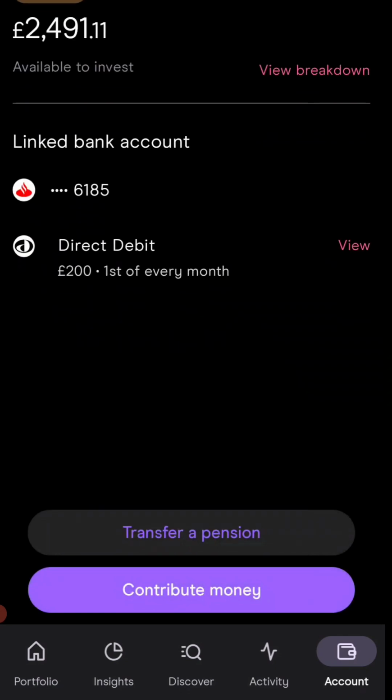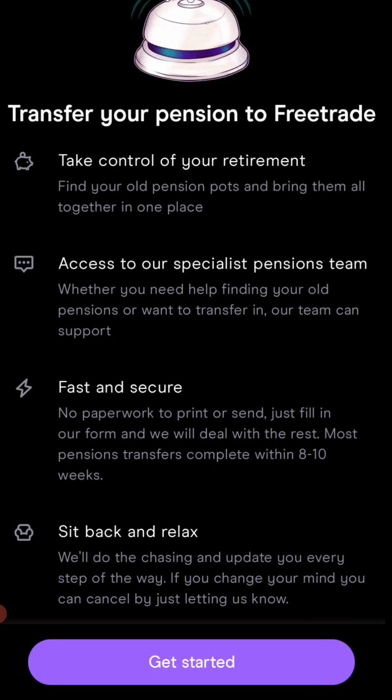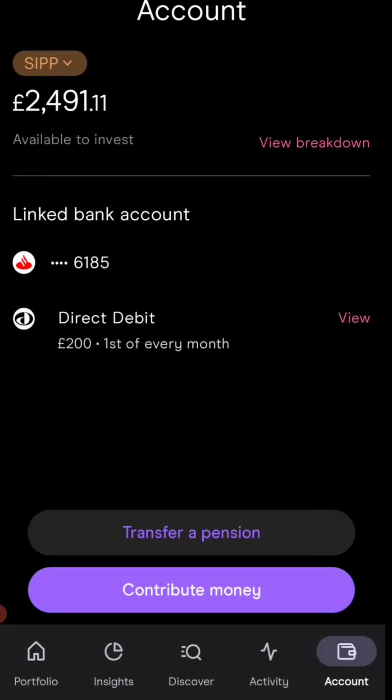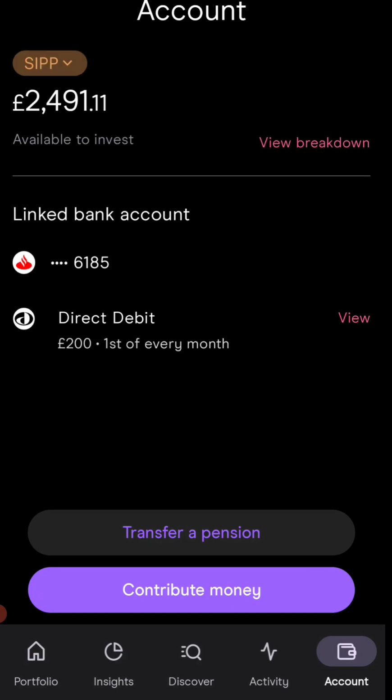Back into my account, and I can get things like here, transfer a pension. I actually transferred 7 pensions across, and I found it really easy, actually. It did take 2 or 3 months for each one, but I found the Freetrade guys really easy to work with. And I've also got a direct debit set up here. So after payday, I send across £200 each month, which I reinvest. So all in all, quite easy to use.